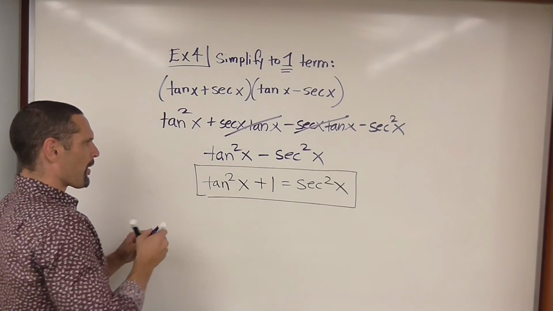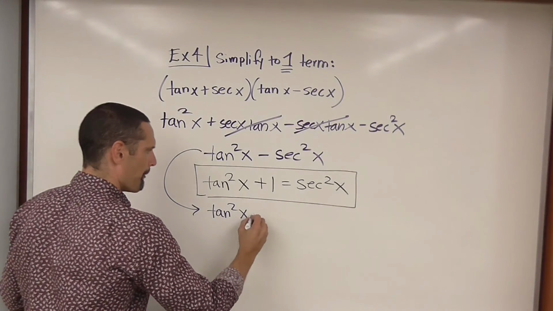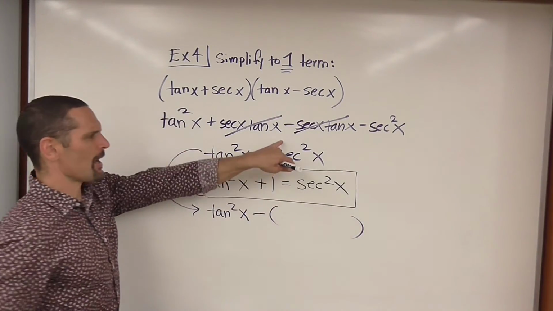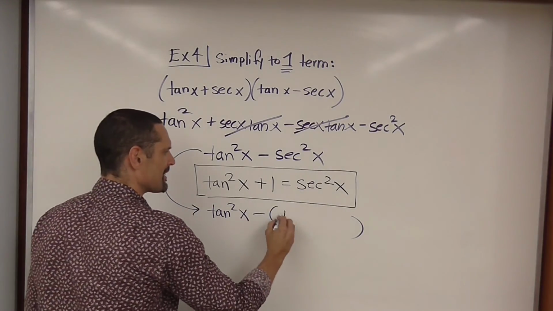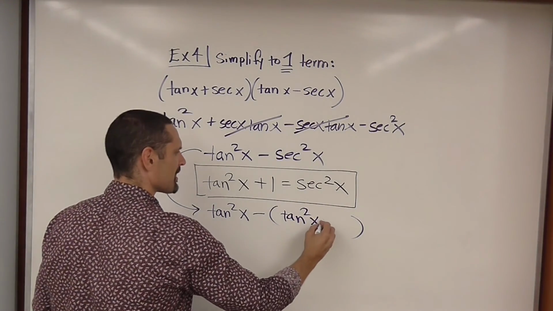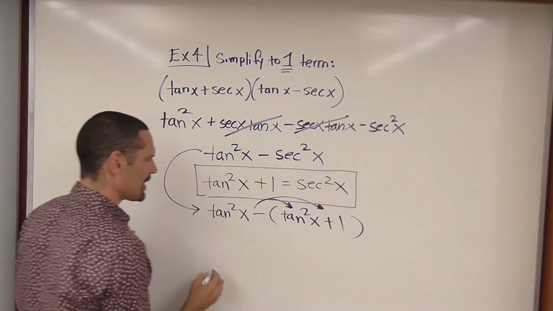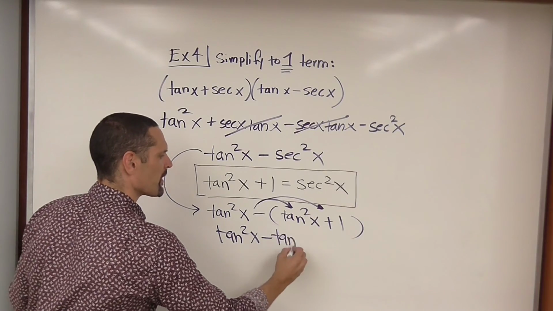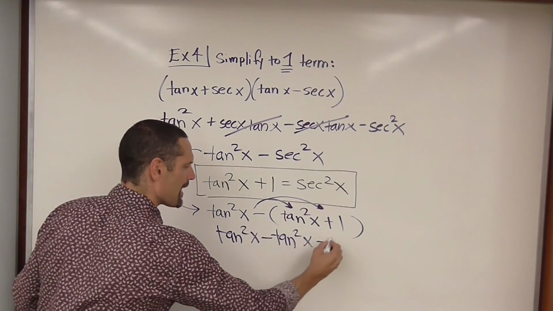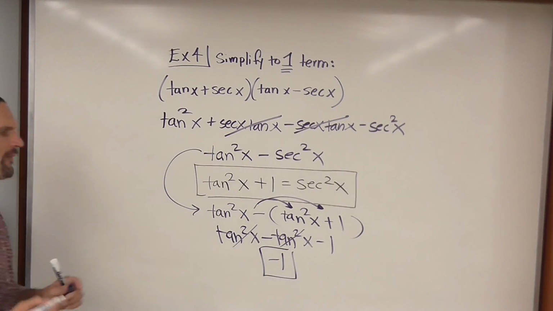So our problem becomes tangent squared x minus, well, we're going to substitute for secant squared x. Secant squared x is tangent squared x plus 1. When we distribute, we get tangent squared x minus tangent squared x minus 1. These cancel and we're left with minus 1. We have simplified it.